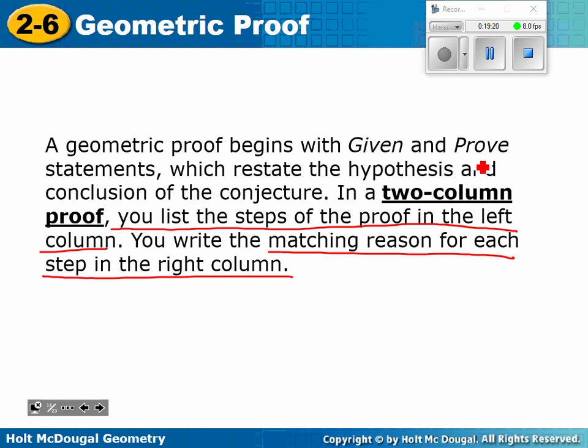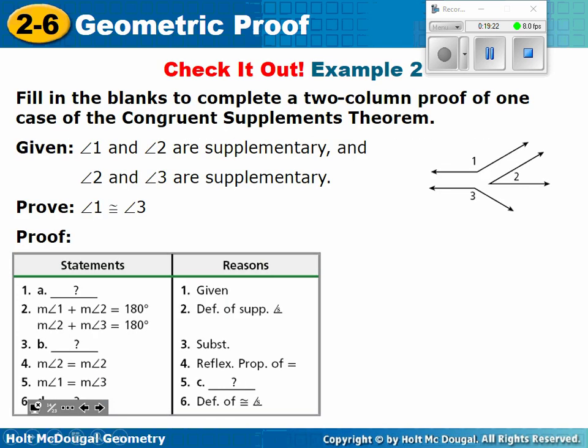Okay, we did that yesterday. So here we go. Another proof where we're going to try to fill in the blanks. This is typically how your geometry proofs will look.